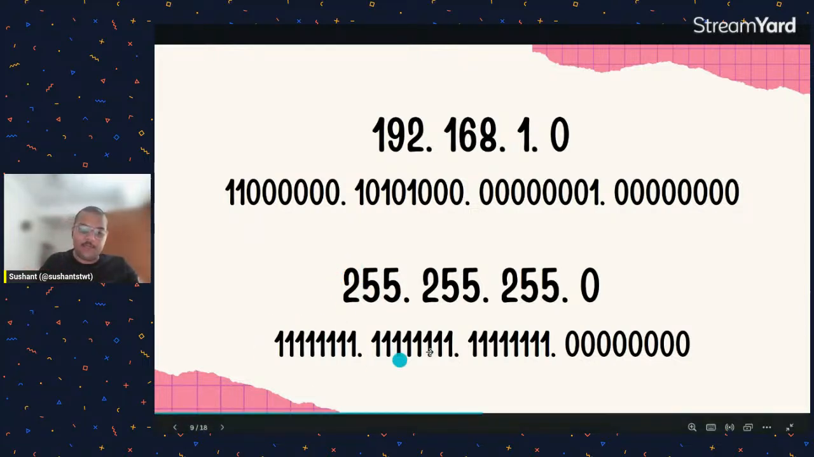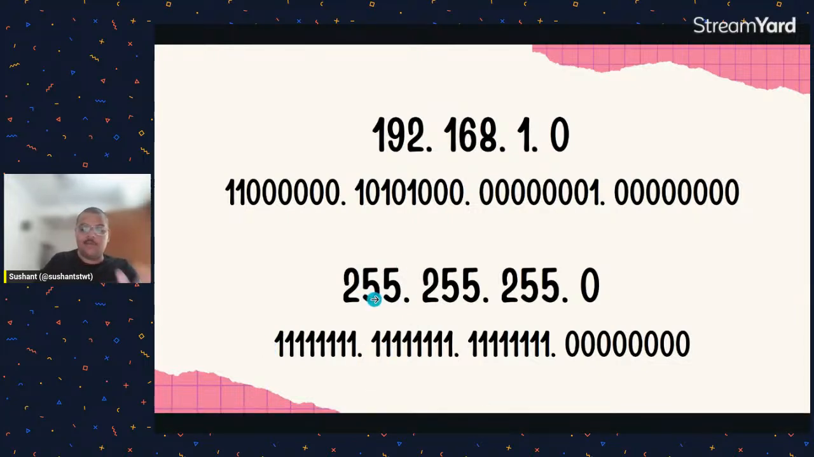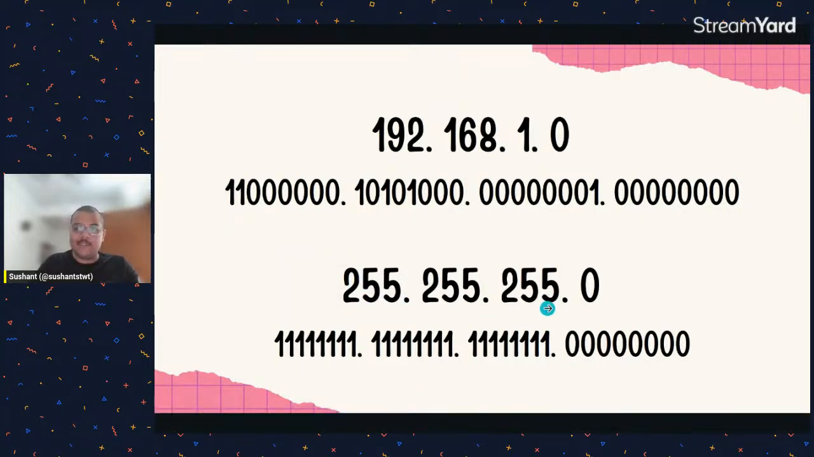So 255 can be written like this. It basically means turn all the bits on. 255 is the last number in the 2 to the power 8 representation. So why do we even need this number? What is the meaning of this number? Why do we even use it? Why we use it is pretty awesome. This number from this point to this point is our network, and this zero tells us how many hosts we can have.